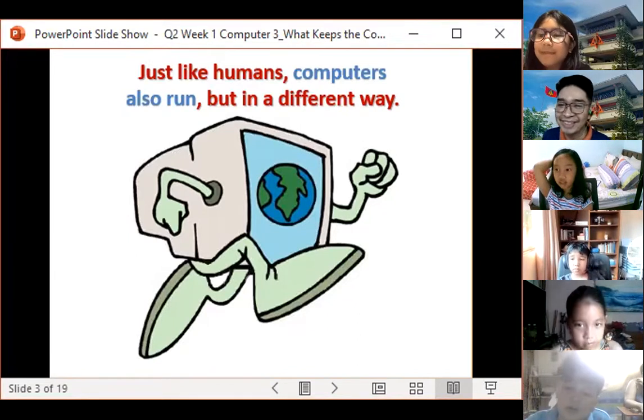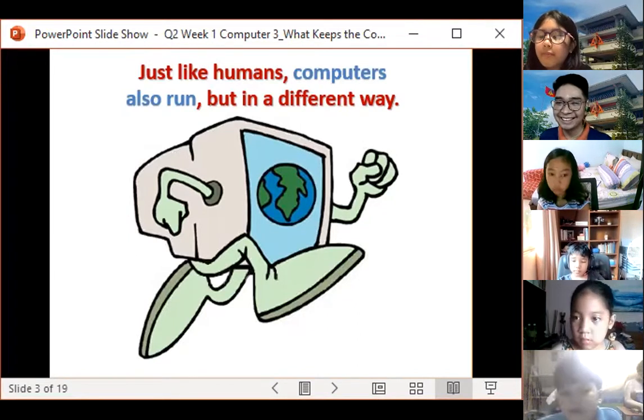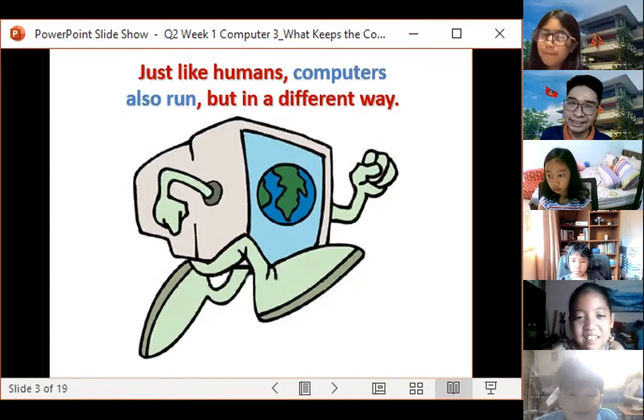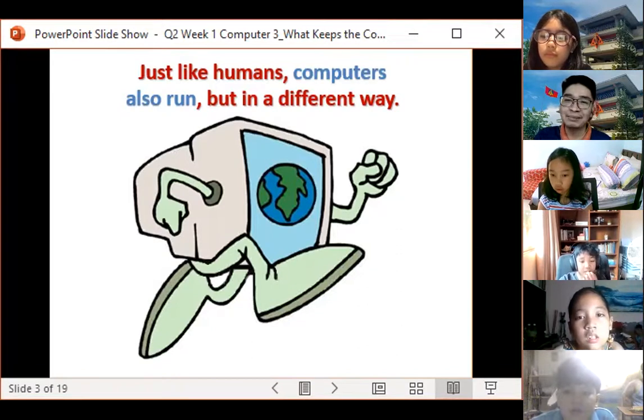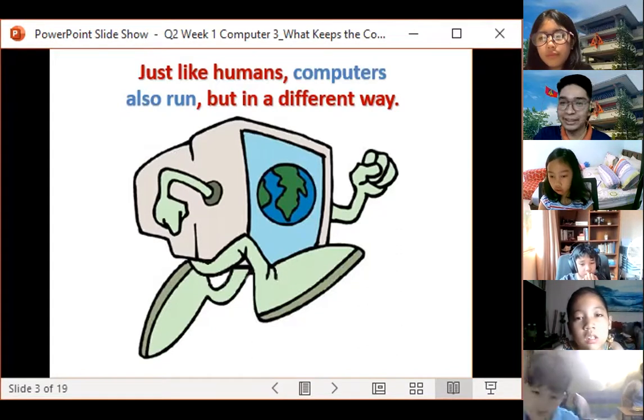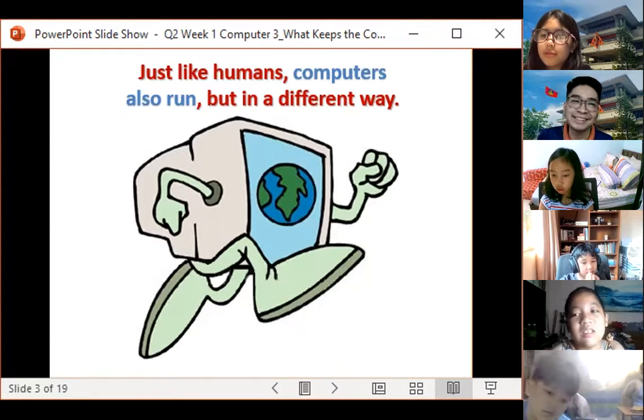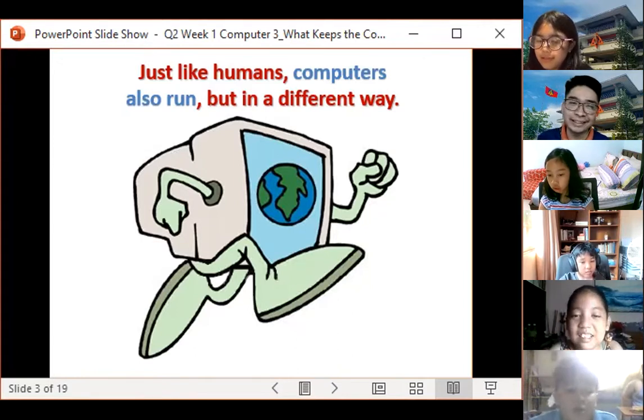Ingatan niyo yung computer niyo, baka mamaya. Computers also run, but in a different way. Paano kaya tumatakbo yung computer? Siguro patalikod yung takbo ng computer. Kasi different way. We'll find out later.